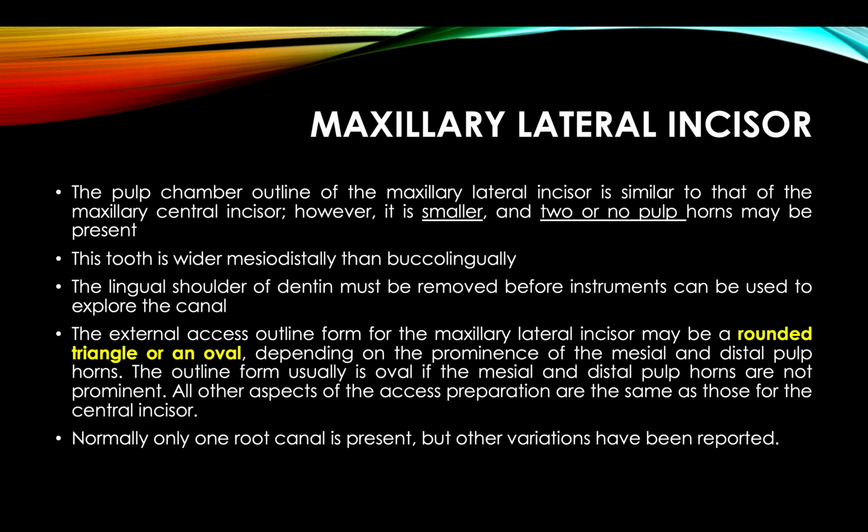then we tilt the bur to become parallel to the long axis of the tooth, and then we remove the roof of the pulp chamber using a brushing motion with the same bur, and then we remove the lingual shoulder or the palatal shoulder using Gates Glidden.